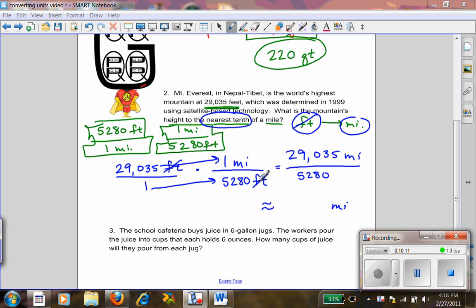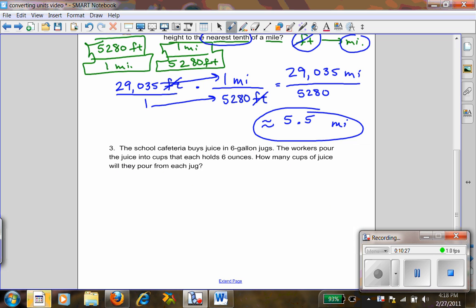All right, hopefully you got approximately 5.5 miles. So that tells us that Mount Everest is approximately 5.5 miles tall, which is kind of amazing. And there you have it.